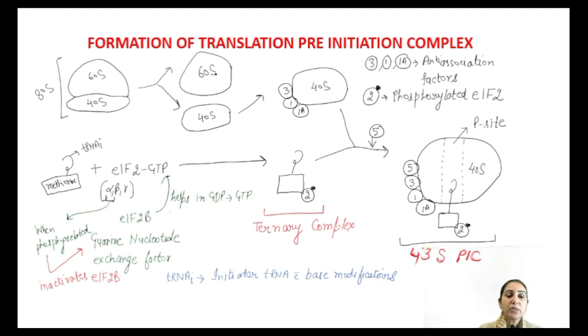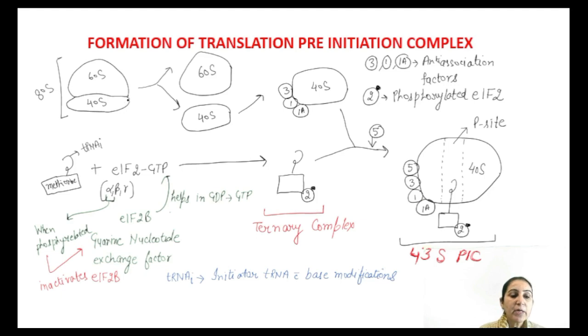So for the process of translation to start, first we need an initiation complex. So let's see how that initiation complex is made. In the case of eukaryotes, we know we have 80S ribosomes. This S is the Svedberg unit. This 80S ribosome actually has two subunits. One is the 60S, that is the larger subunit. The other portion is the 40S, or the smaller subunit.